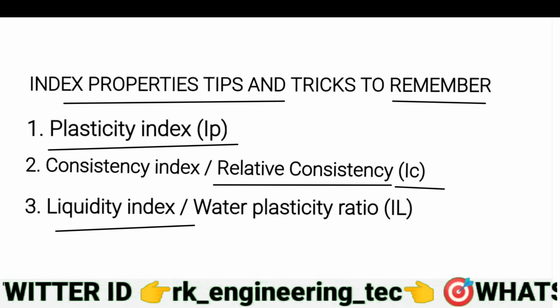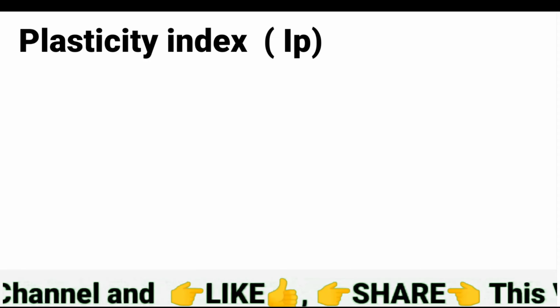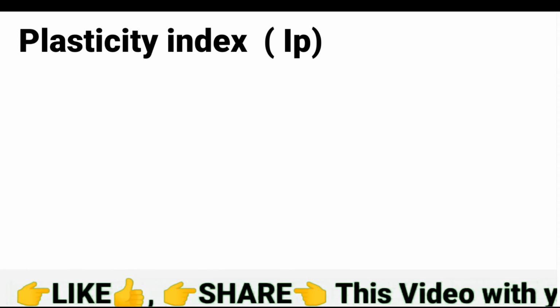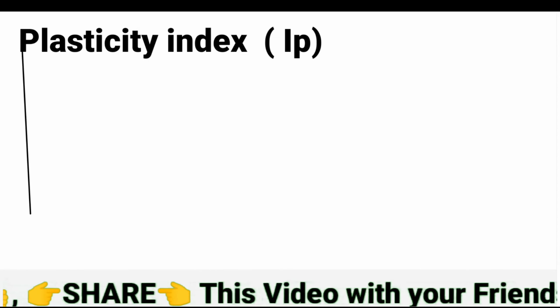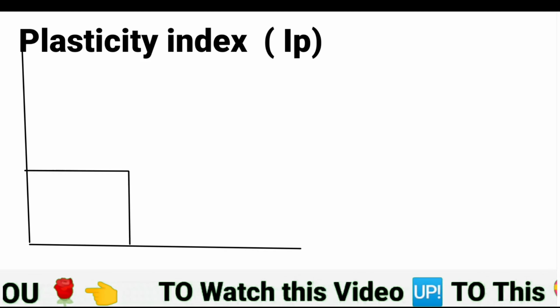So guys, first I'm going to start with the plasticity index IP, how to write this formula and how to remember it. Before doing this I'm going to make a drawing for the relationship between the water content and volume. For that I'm going to take the y-axis, and next the x-axis. In these axes I'm going to draw the relationship between the volume and water content.